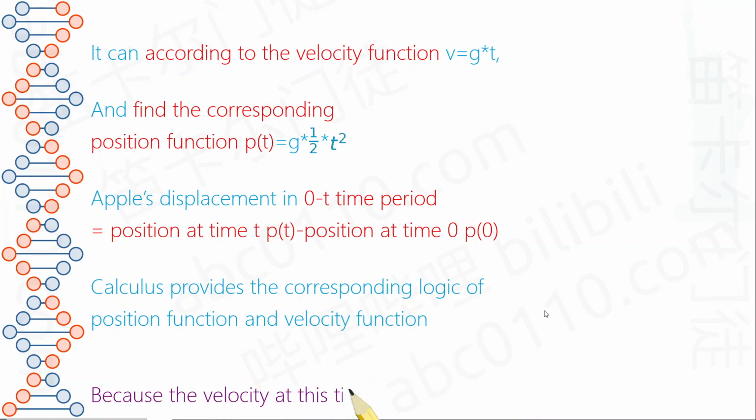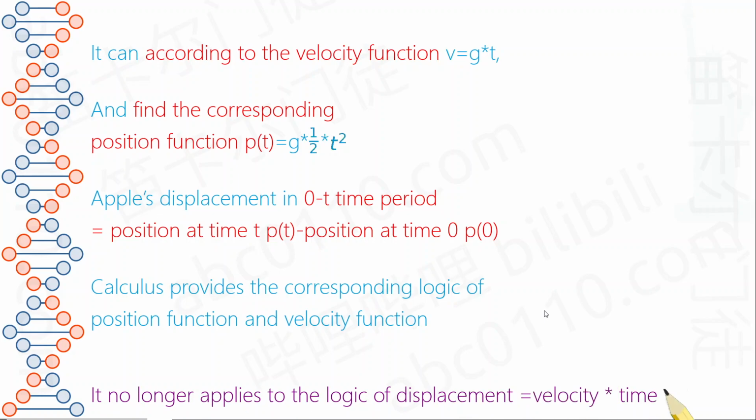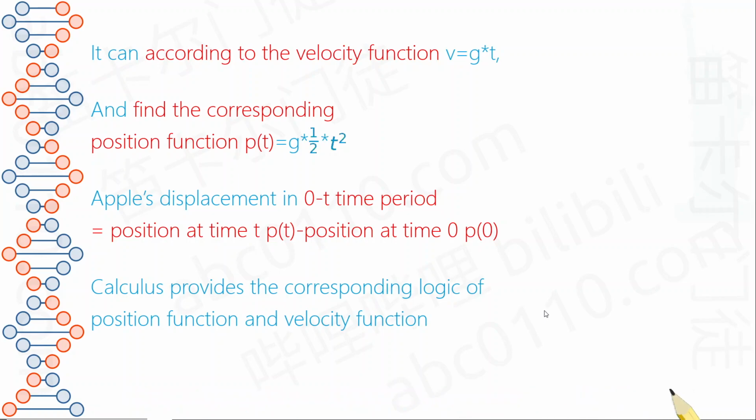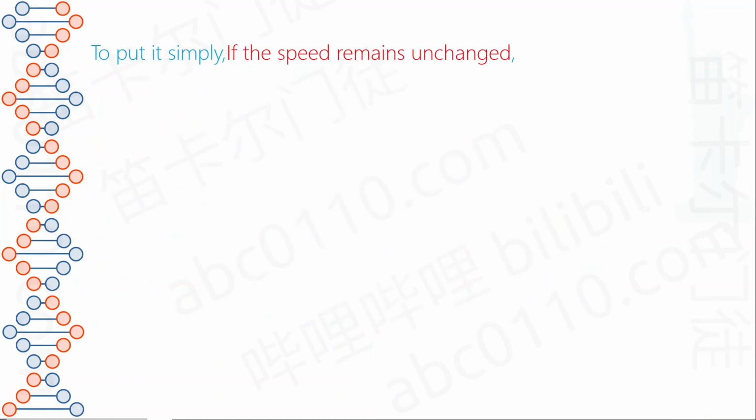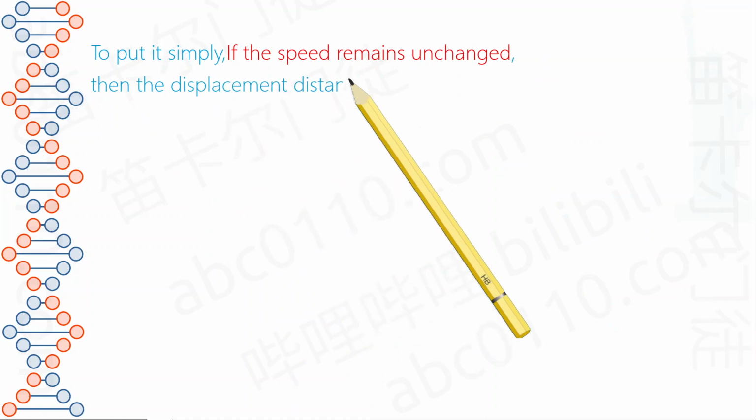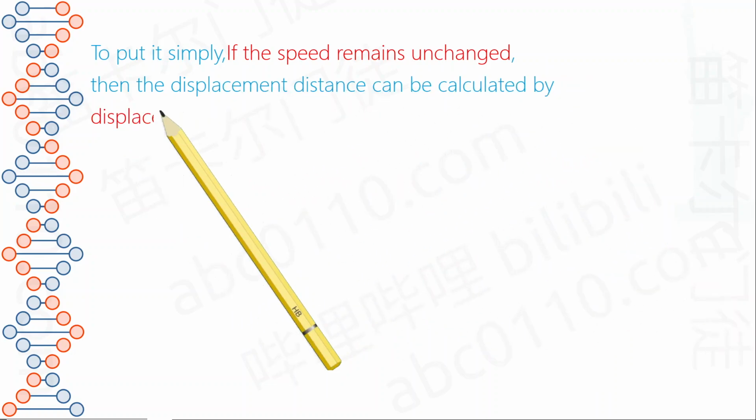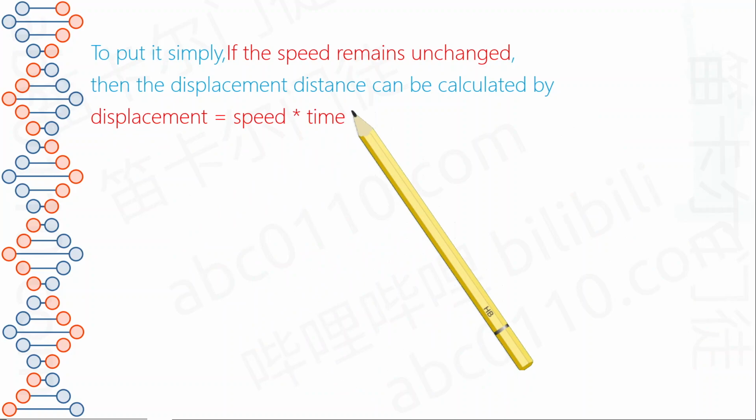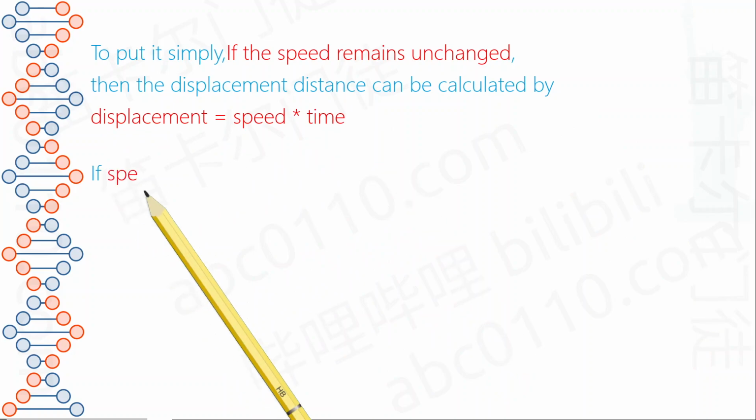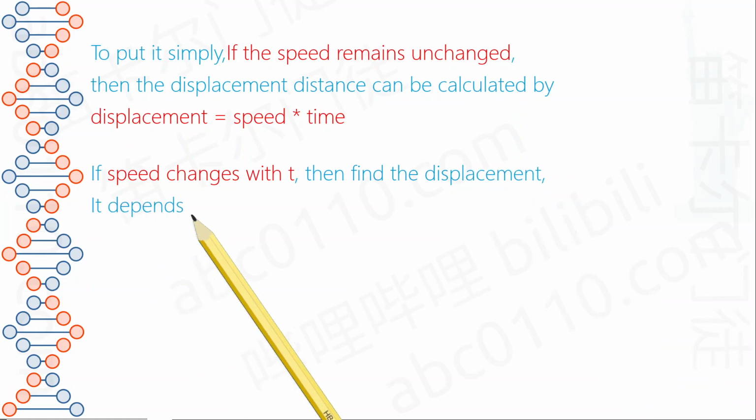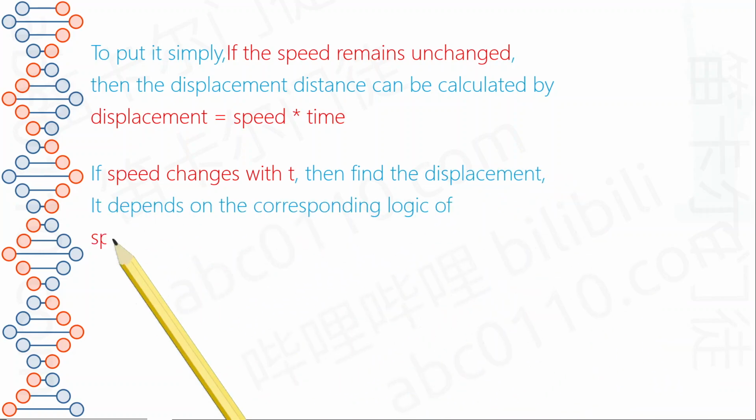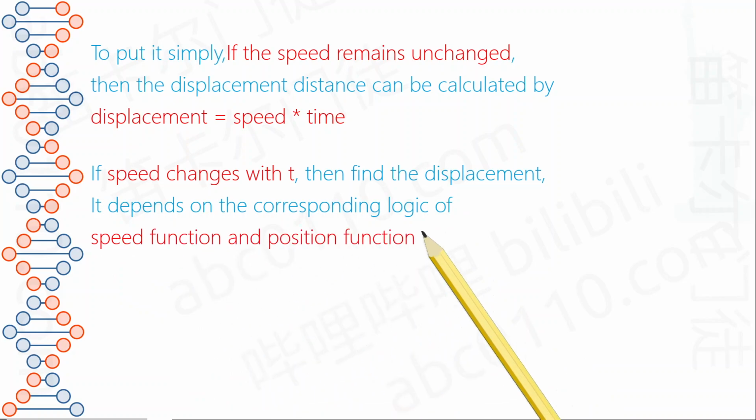Because the velocity at this time is a velocity that changes with t, it no longer applies to the logic of displacement equals velocity multiplied by time. To put it simply, if the speed remains unchanged, then the displacement distance can be calculated by displacement equals speed multiplied by time. If speed changes with t, then to find the displacement, it depends on the corresponding logic of speed function and position function.